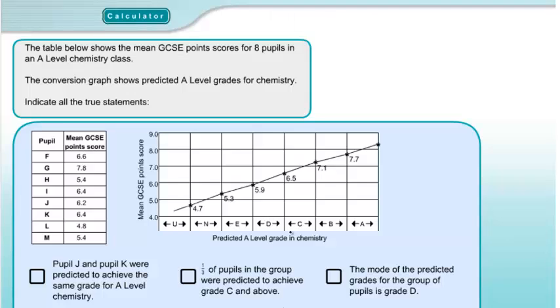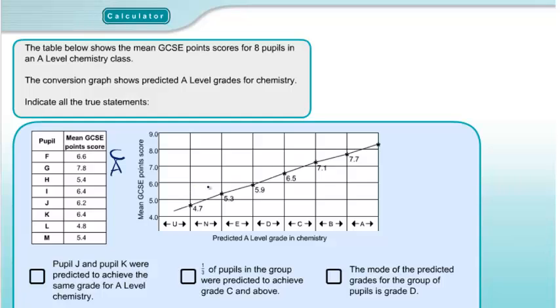So if we take the first one, pupil F, his score was 6.6. We just have to find where 6.6 puts him on the A-level prediction scale. So there's 6.5 and he's just above that. So pupil F will be just in the C category. So he'd be on a C. We'll do that for the rest of them. Pupil G, 7.8, well he's all the way over here, he's into an A grade.